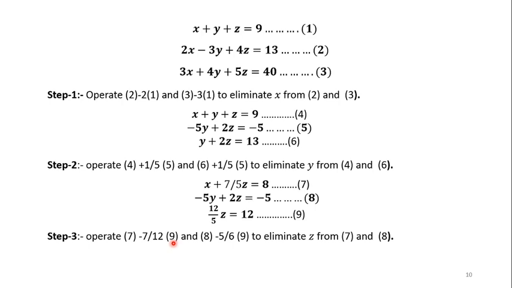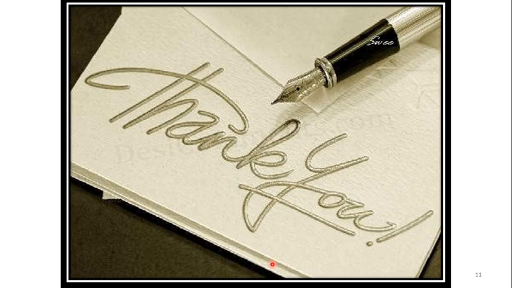So for this we are using equation number 9, because it has only one unknown, and using it we want to cancel z from the remaining equations. Accordingly we apply the operations: 7 minus 7.12 of equation 9, and 8 minus 5 by 6 of 9, to eliminate z from 7 and 8. We obtain x equal to 1, y equal to 3 and z equal to 5. Thank you very much.